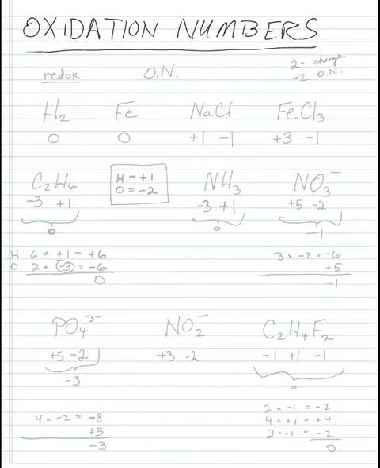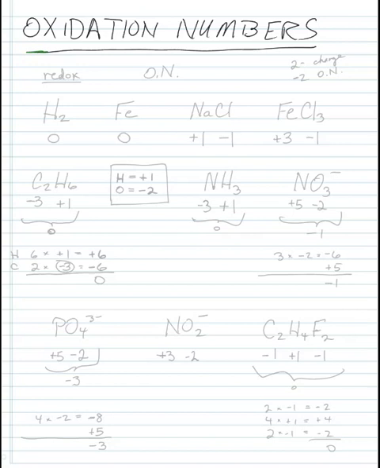Let's talk about oxidation numbers. Oxidation numbers are kind of an artificial construct that we use that are very useful to us, but we have to be careful we realize that they're not completely based in reality. What we're going to do is pretend that every atom in a compound is completely ionized. And that's not really true.